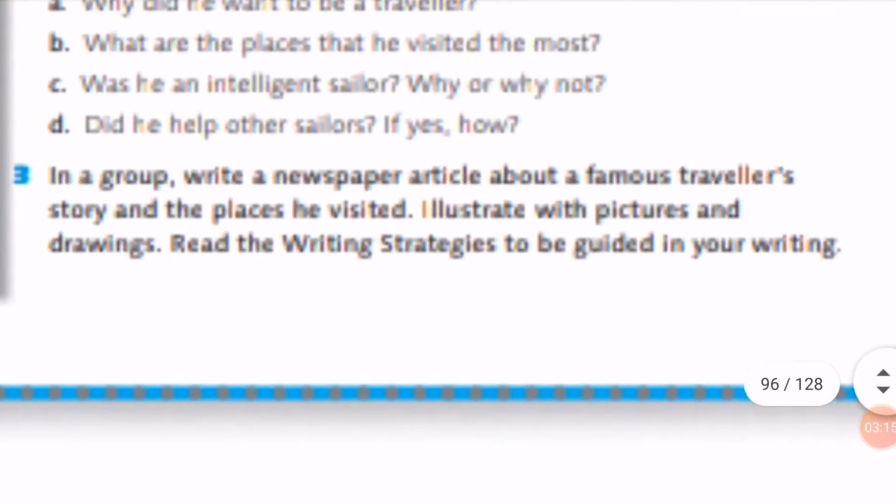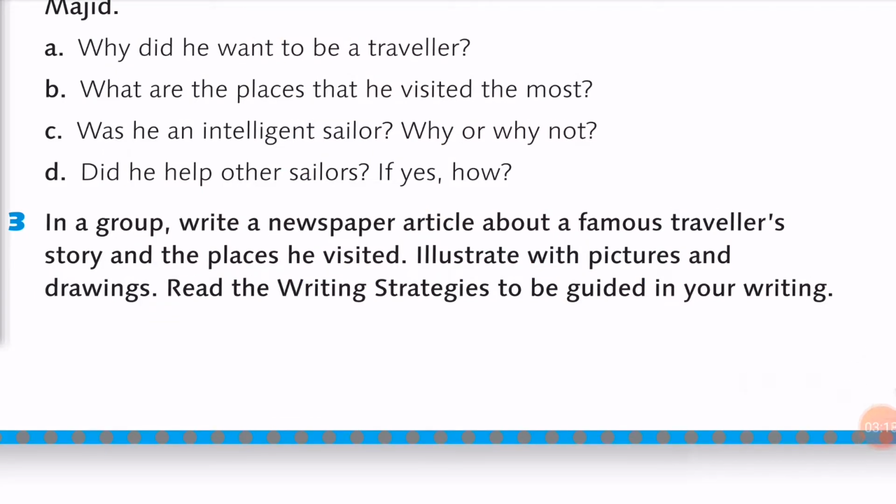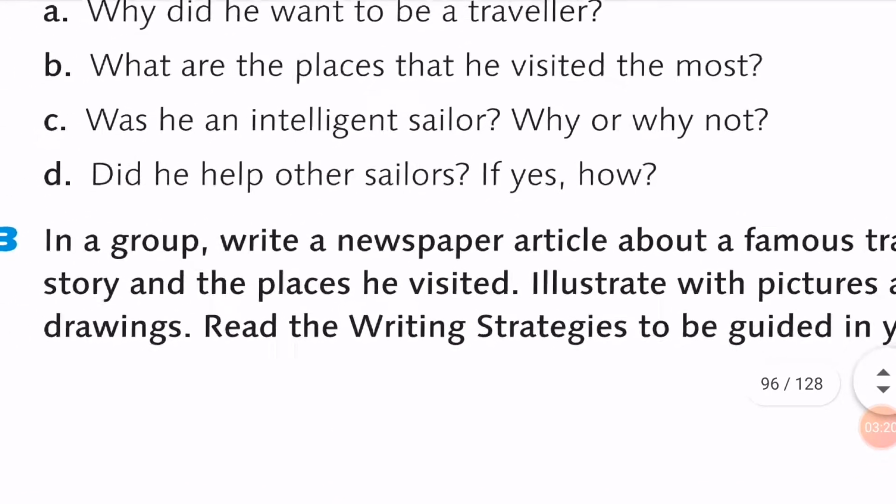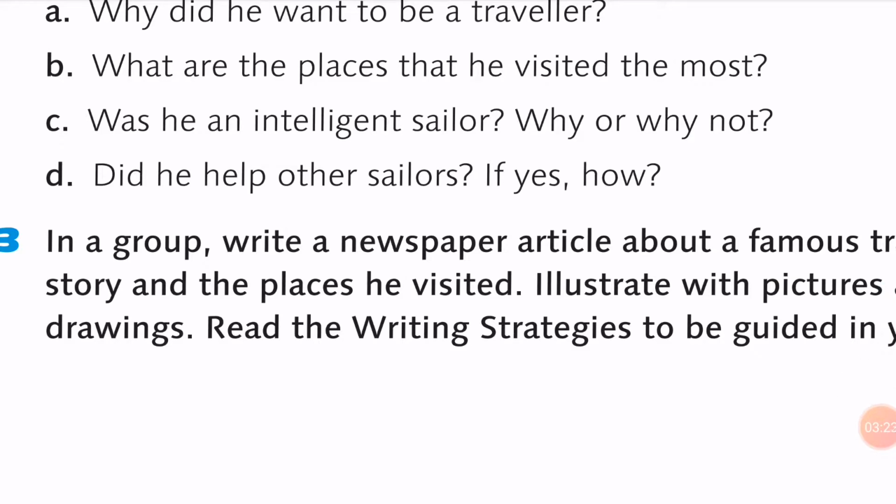Question C. Was he an intelligent sailor? Why or why not? Look at the type of question. The question C here is not a WH question word, but it's a yes/no question because it begins with was. Was here is a main verb in simple past. So the answer has to be yes he was or no he wasn't. To exchange the pronoun he with was. And if the answer is affirmative, you have to say yes he was. And if the answer is negative, you have to say no he wasn't.